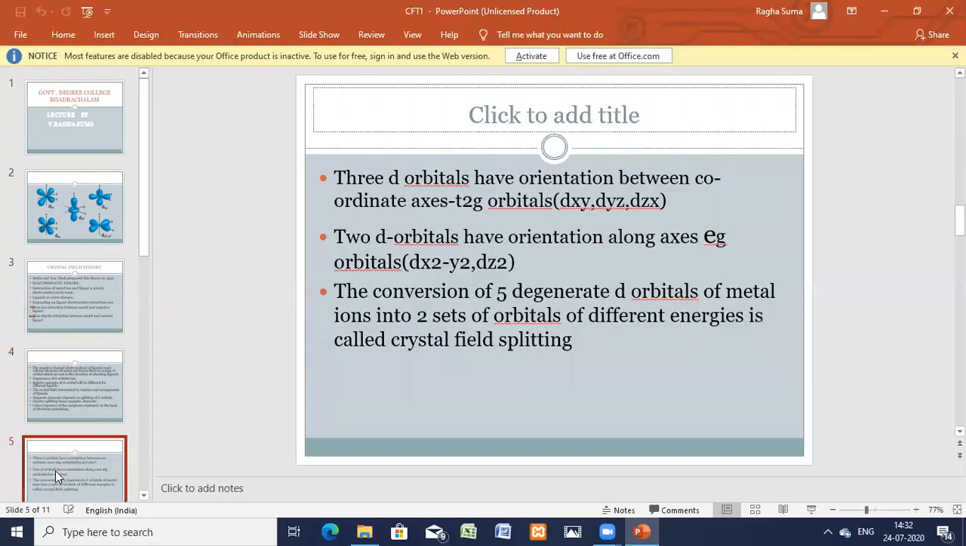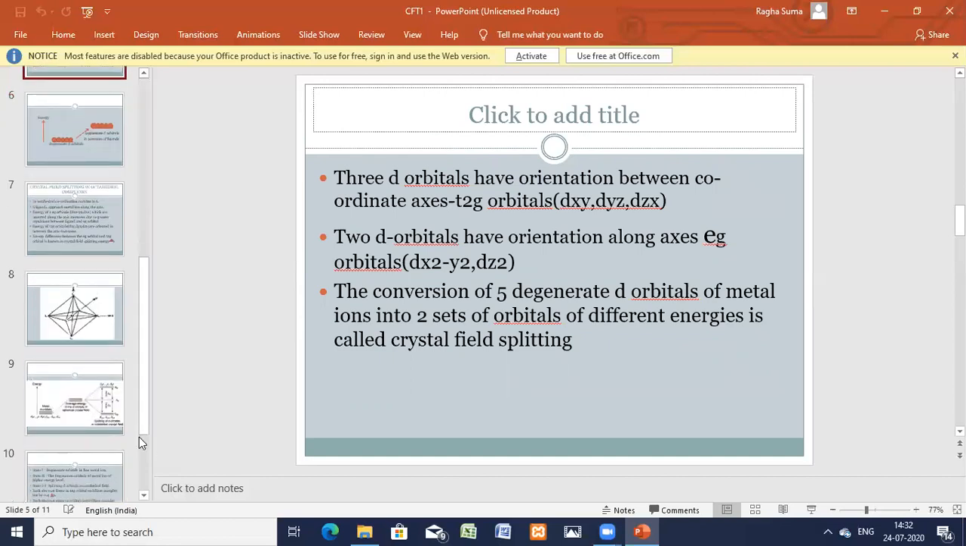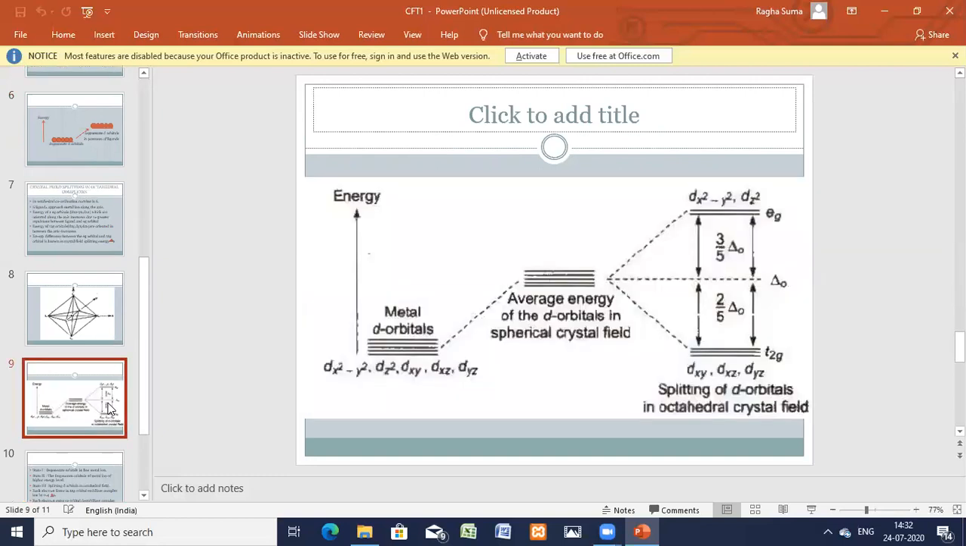Okay, and the d orbitals I have explained as two sets, t2g set and eg set. All of them are previously degenerate, and after getting a difference in energy, they get split and the degeneracy is lost. Now we'll see the diagram, how it's getting split. The most important one is the diagram.